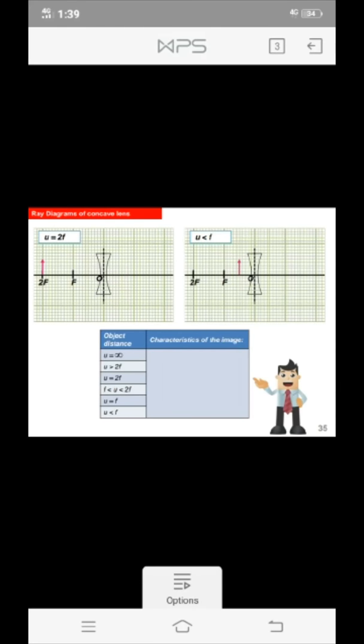So as we can see, U is equal to 2F, and here U is smaller than F. So the object distance U, we use this formula.